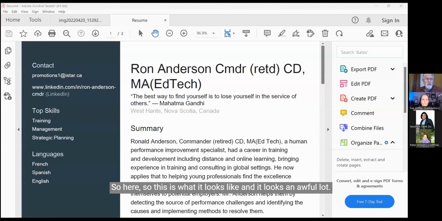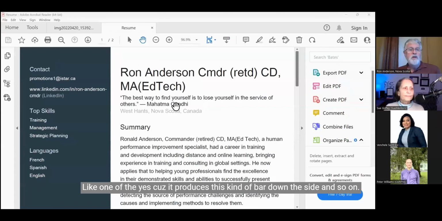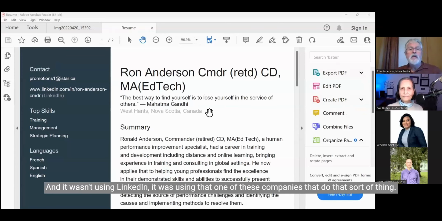So this is what it looks like. And it looks an awful lot like one of the formats, because it produces this kind of bar down the side and so on. Some of the things that we criticize when people use this type of format. It's very similar, in fact, to what the individual I was working with had produced as an online CV, and this was the kind of format it did. And it wasn't using LinkedIn. It was using one of these companies that do that sort of thing.